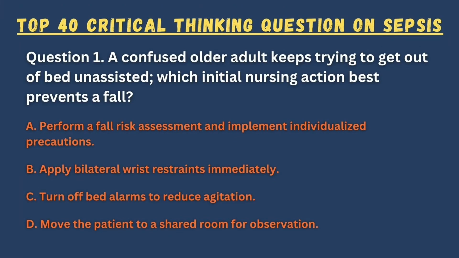Question 1. A confused older adult keeps trying to get out of bed unassisted. Which initial nursing action best prevents a fall? A. Perform a fall risk assessment and implement individualized precautions.